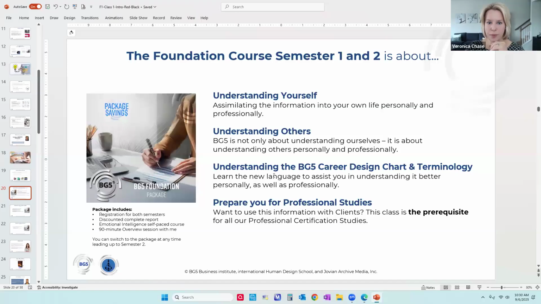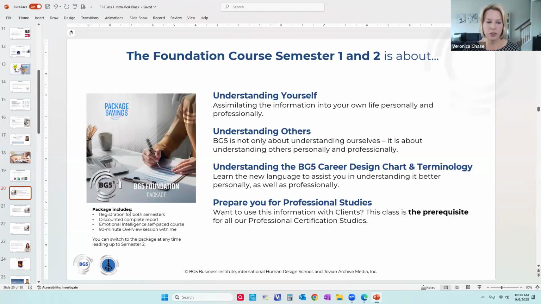So there are 2 semesters in foundations. It's about understanding yourself, understanding others, understanding the design, the whole chart, and then preparing you for professional studies for those of you that already know you intend to go right into certification and want to work with clients. This is the starting point for all of that.